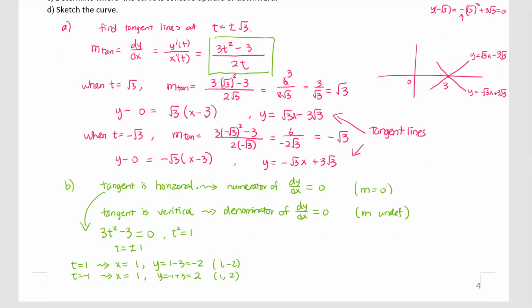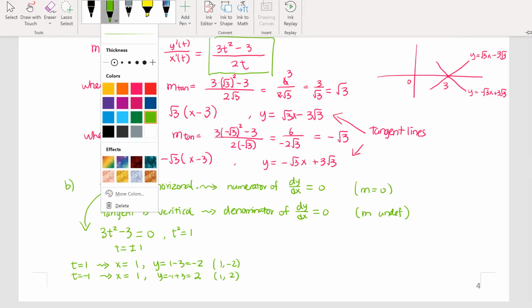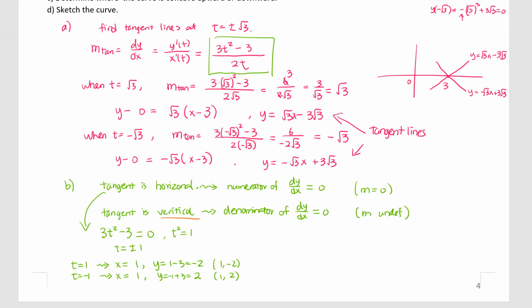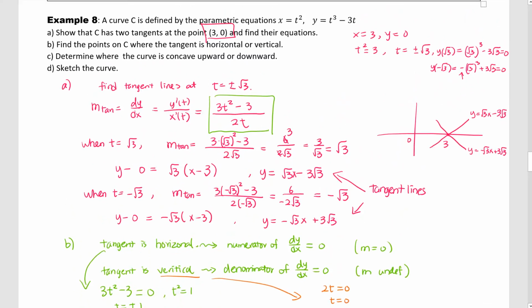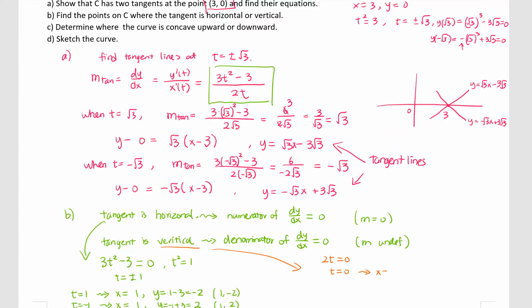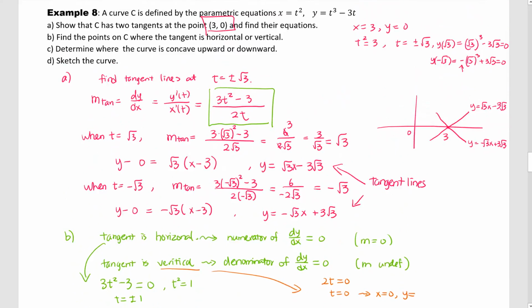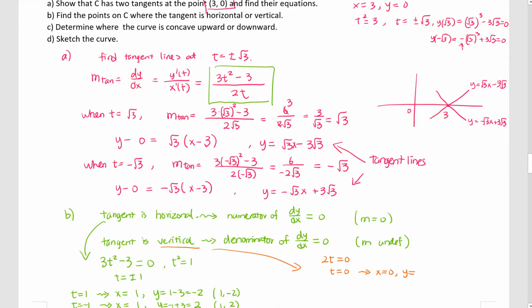And when do we have a vertical tangent? Let me use a different color. Okay, a vertical tangent is when the denominator is 0. What happens? Well, the denominator is 0, so that gives us t is 0. So when t is 0, what happens? We get x is 0 and y is also 0 minus 0, 0. Oh, so we're actually at the point (0, 0).